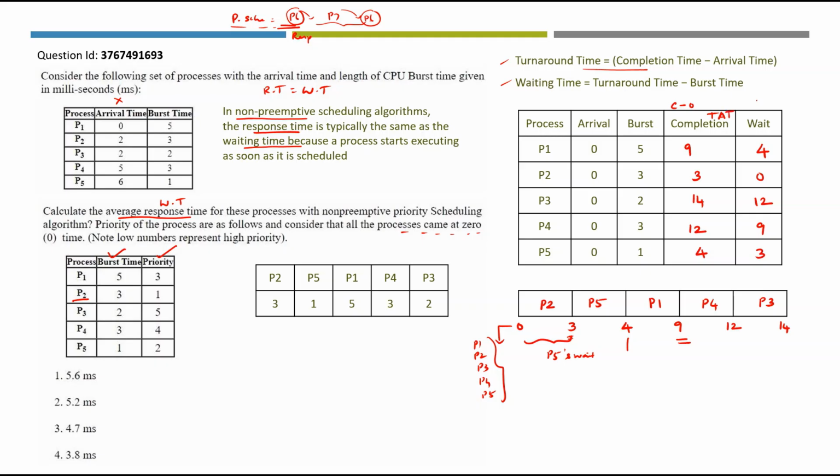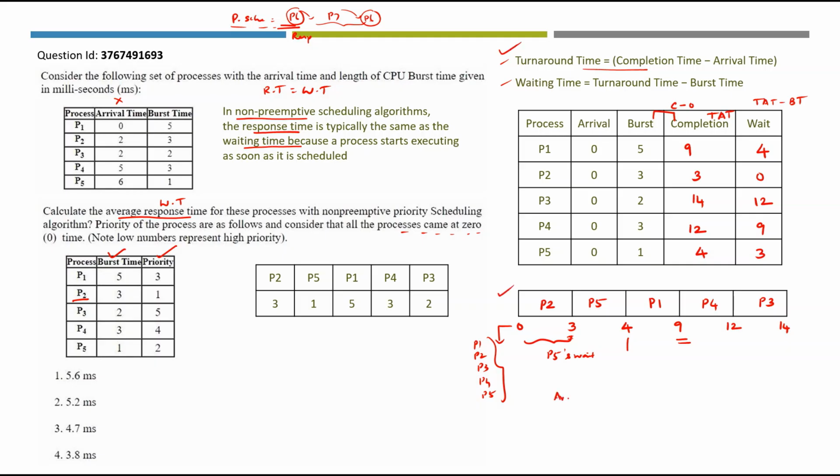Now what is wait time? It is TAT minus BT, that is turnaround time minus burst time. Just compute these two columns. 9 minus 5 is 4, 3 minus 3 is 0, 14 minus 2 is 12, 12 minus 3 is 9, 4 minus 1 is 3.